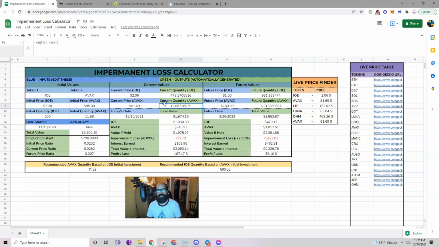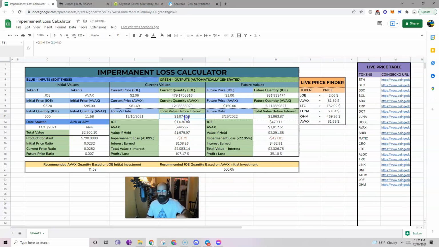So there we go. And what you would imagine is that you would have lost some Joe. Is that true? Well, look at the Joe, right? You went from 500 to 479. So you sold effectively 21 Joe to buy half an AVAX. All right, so total value now is 1974. This is total value before interest, I should say.